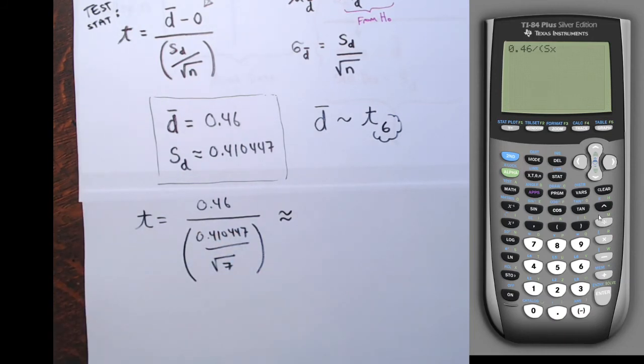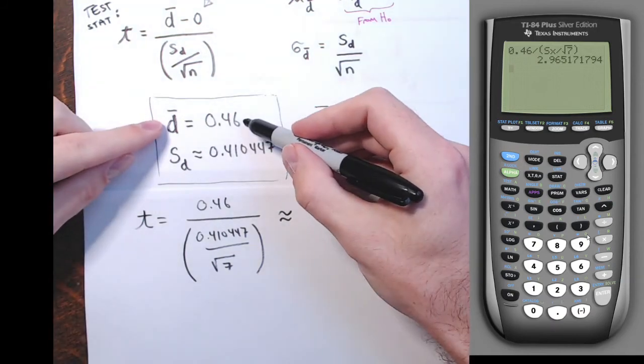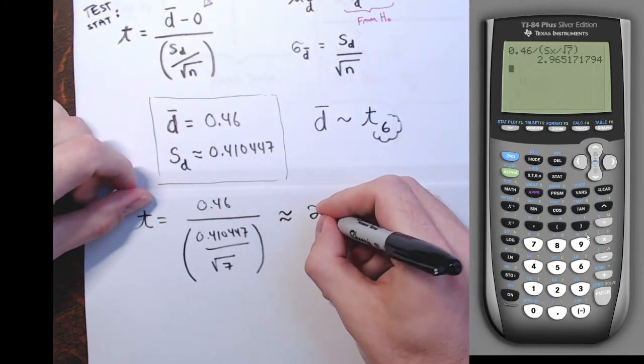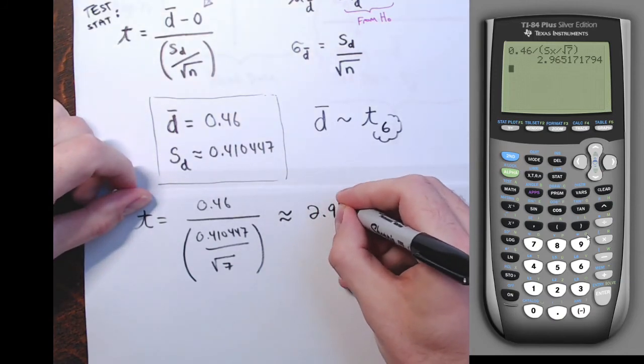And then divide that by the square root of the sample size, right? Divide that by the square root of 7. And there's our test statistic, all right? So our particular sample mean comes in at a t-score of approximately 2.965, right?